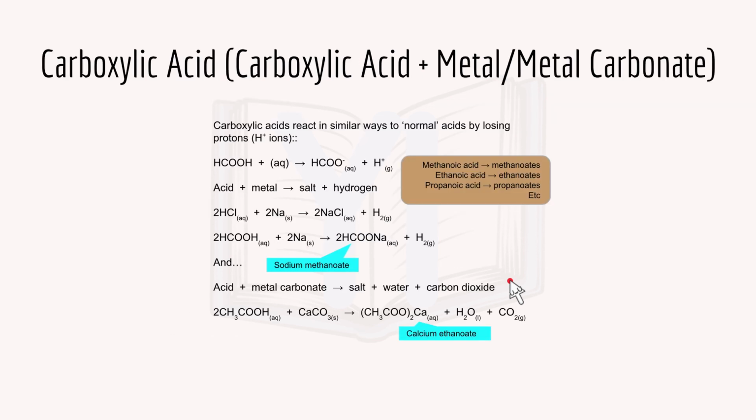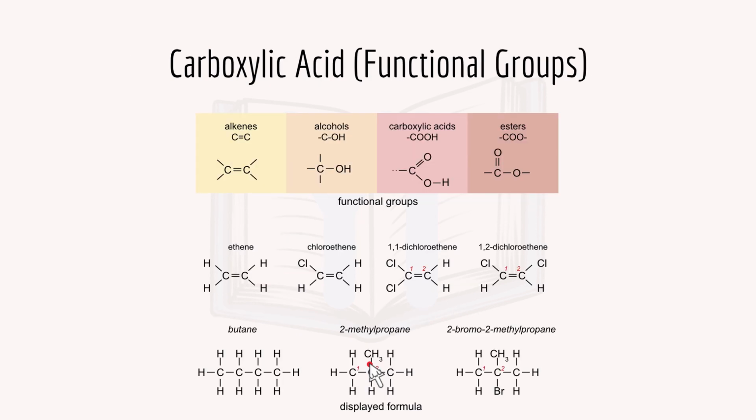Then we'll move on now to carboxylic acid plus metal or metal carbonate. We have acid plus metal equals salt plus hydrogen over here. And acid plus metal carbonate equals salt plus water plus carbon dioxide for carboxylic acid. So we'll move on now to carboxylic acid functional groups. You have alkenes, alcohols, carboxylic acid, and esters. And we'll focus on esters in a minute, the functional groups, and the different displayed formula.